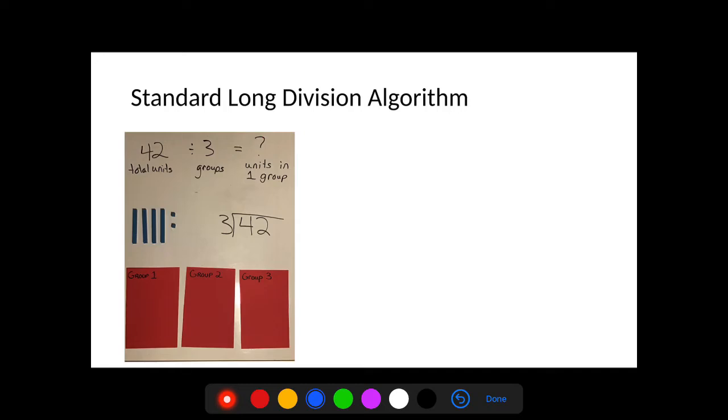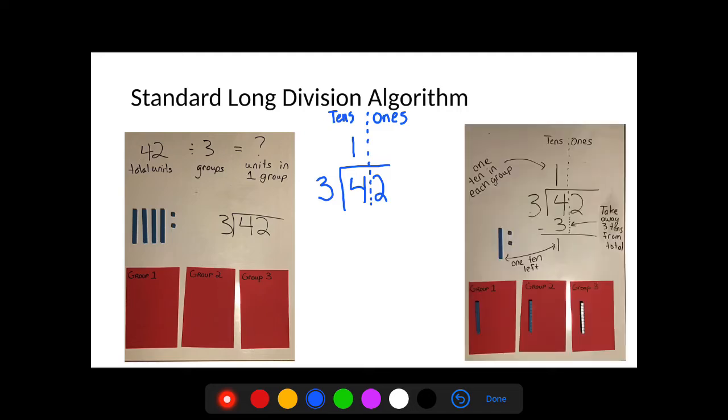So let's get started. So we start by saying 42 divided by 3. The first thing that we have to recognize is that this algorithm is based on our base 10 place value system, so it's important to line things up. Here we had our tens and our ones, and usually when we start the algorithm we say 3 goes into 4 one time, and we write a 1 down. So what does this correspond with in our model? This corresponds with 1 ten in each of our groups.